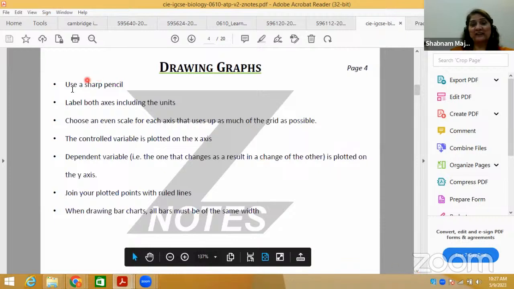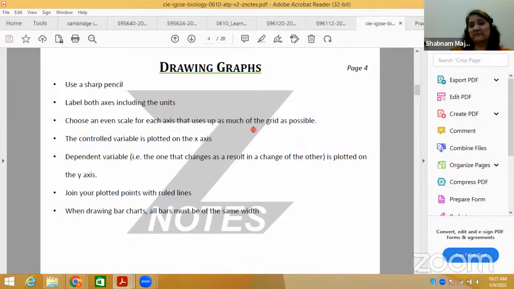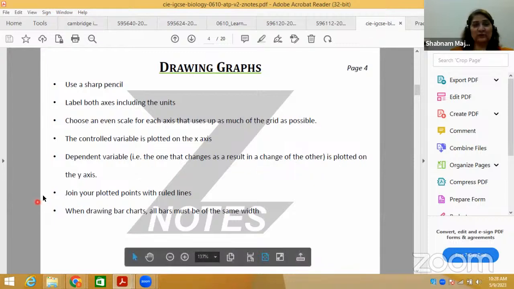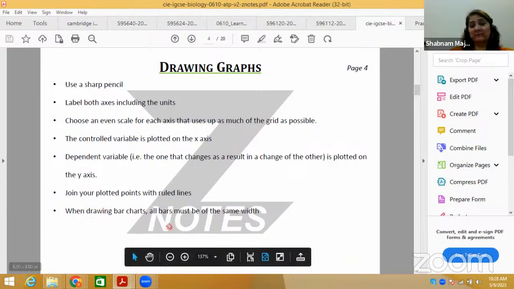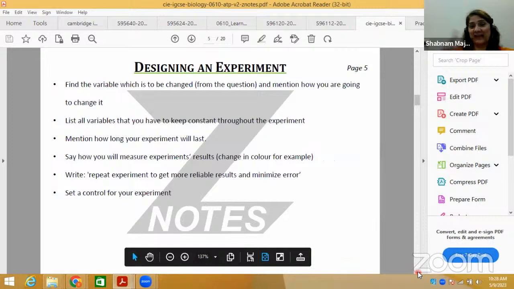So after that, drawing graphs, already told you: use a sharp pencil, both axes with units. Choose even scale for each axis. Use as much of the grid as possible. Control variable is plotted on the x-axis. Already told you, the dependent variable that changes as a result of the change in the other is plotted on the y-axis. Join your plots with a ruled line in biology, cross or dot or circle around. When drawing a bar chart, all bars must be of the same width, but with a gap in between.